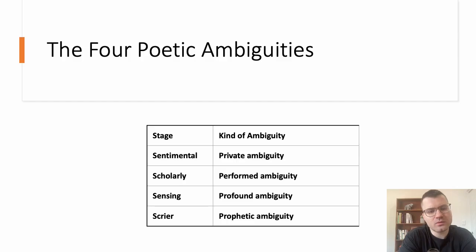And so that would be the prophetic ambiguity that's intrinsic to the scrying mode. So I think that clarifies the 4 different ambiguities. It's important to recognize that. Maybe I could just say one more word on the profound ambiguity, because that's the one that I have experienced more directly.